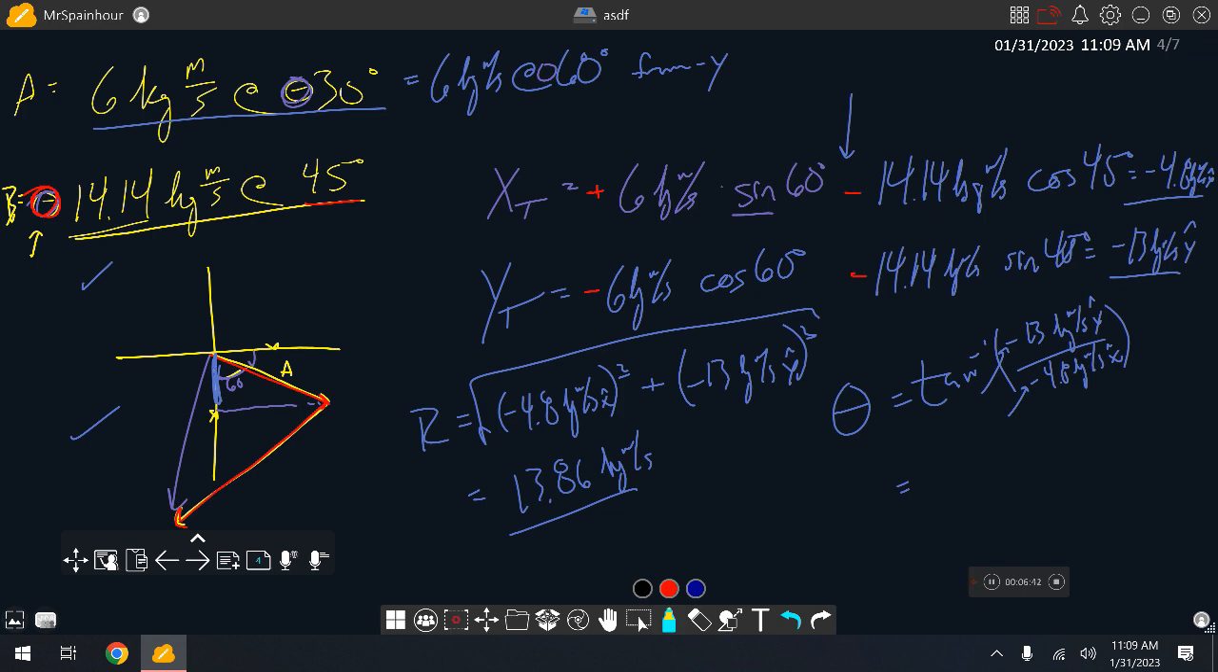This final answer here, right over here, definitely not in the first quadrant. So I should probably have that 180 on there because of it. So 69 plus 180, 249.7 degrees. And there you go. There's your final answer.